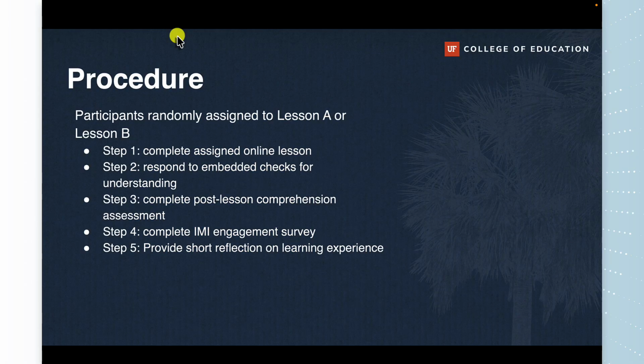Participants were randomly assigned to either Lesson A or Lesson B. First, they completed their assigned online lesson independently. Throughout the lesson, they responded to embedded checks for understanding. After completing the lesson, they took a post-lesson comprehension assessment. They then completed an engagement survey, followed by a short reflection describing what helped their learning. This consistent process ensured that the only difference between groups was the lesson design.